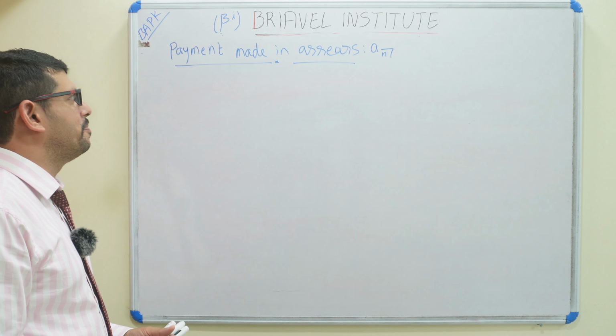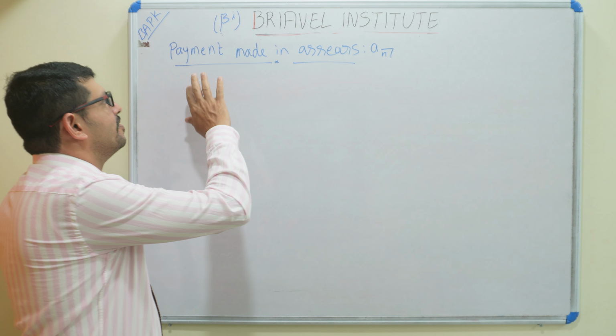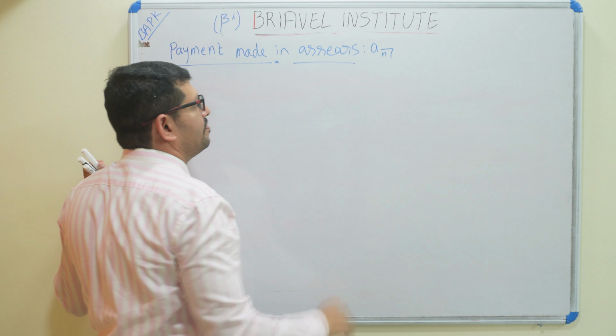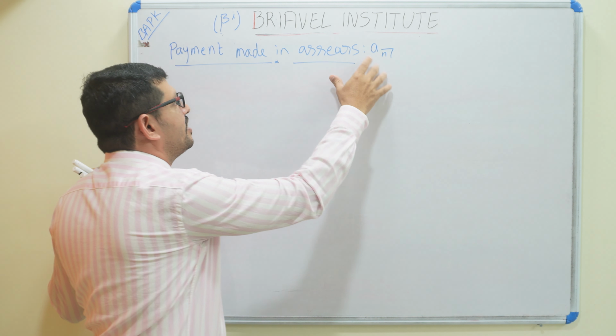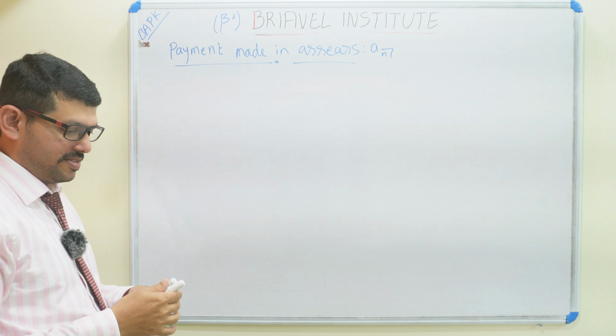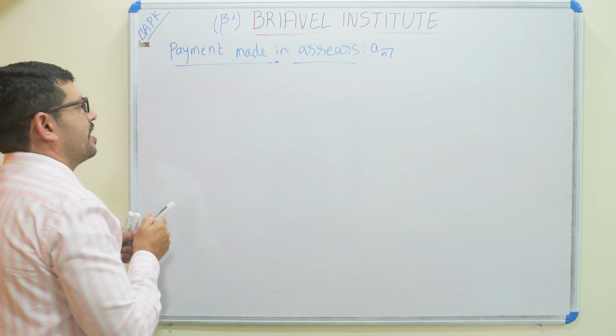So, this is a new chapter. It's a first class. We are taking the new symbol that we can call an annuity. So, what is the meaning of this annuity and what is the payment made in arrears? These things we can discuss in this class. So, start with some story.